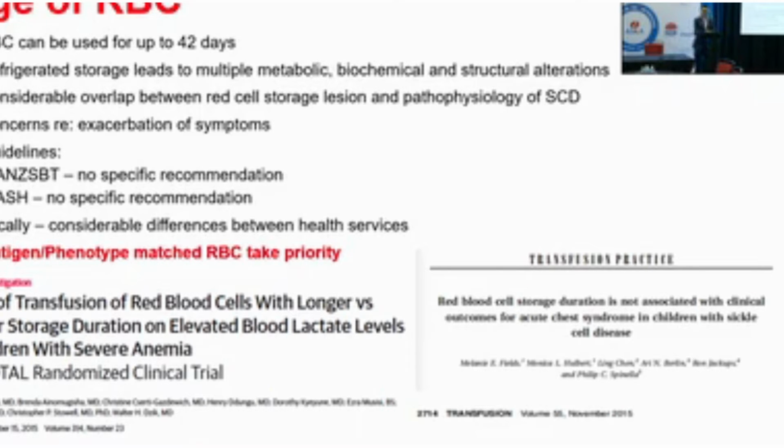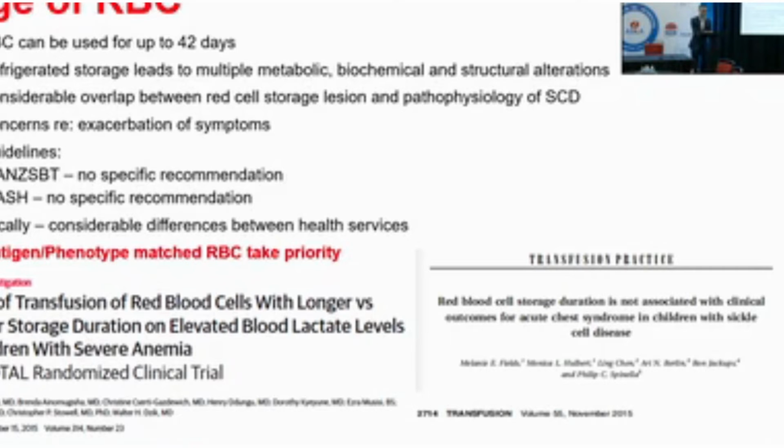Refrigerated aged red cells has this concept of having this red cell storage lesion, which means that there could be multiple metabolic, biochemical, and structural alterations on the red cells. And sometimes this can be very similar to the pathophysiology of sickle cell disease. For example, sickle cells are less deformable to move into the vessels, and aged red cells, again, are also less deformable. And there is this theory that using or transfusing aged red cells can exacerbate the symptoms. However, it's important to note that there's not a lot of really good studies looking into this area.